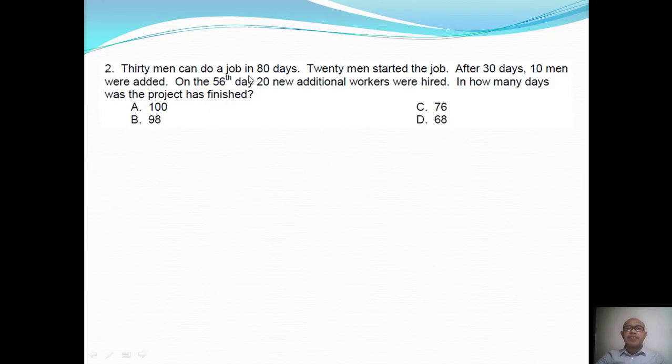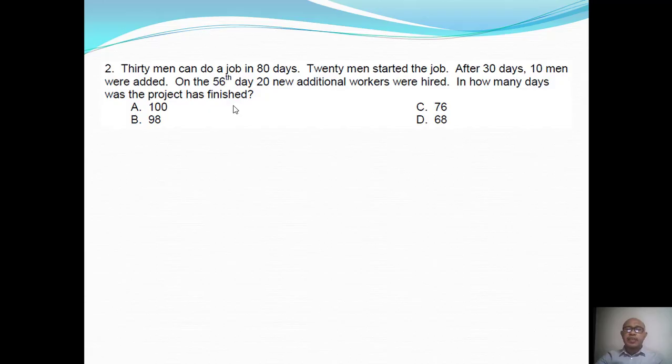30 men can do a job in 80 days. 20 men started the job. After 30 days, 10 men were added. On the 56th day, 20 new additional workers were hired. In how many days was the project finished?